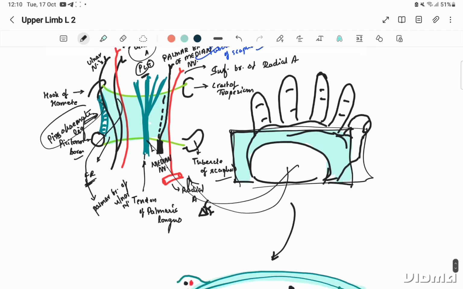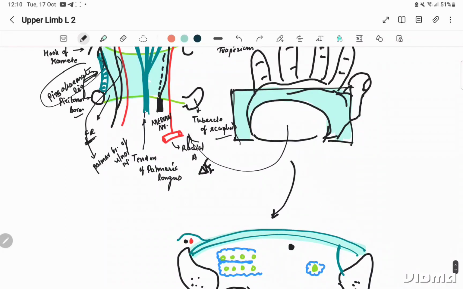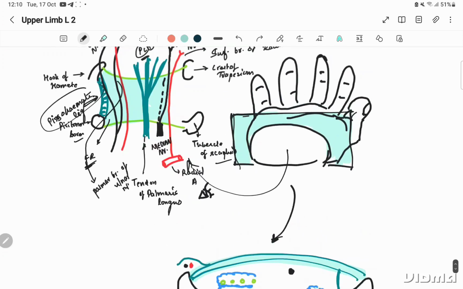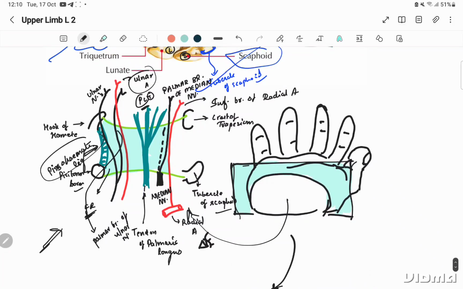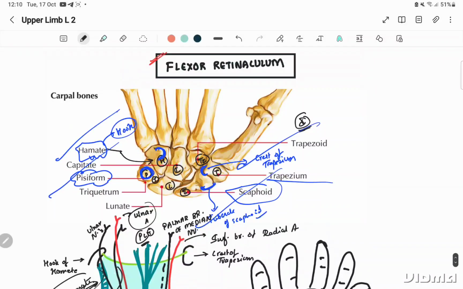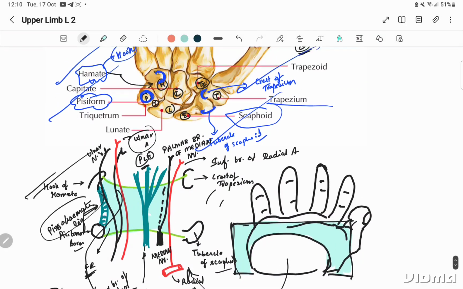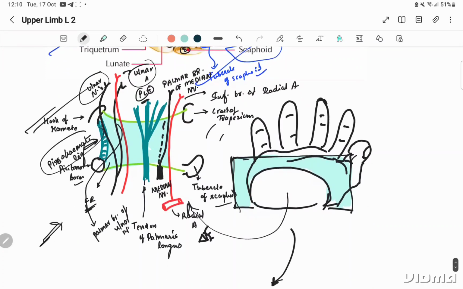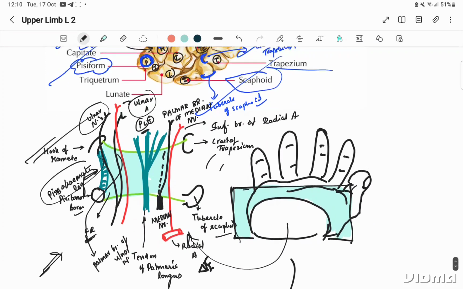If we chop up the palm in this direction, then the structures will be present like this. These are just the structures that are passing superficial and deep to the flexor retinaculum. That may be a question in the exam, like what structures pass superficially to the flexor retinaculum, so you have to write all this. You can write the attachments, the extent, the bony projections. Questions may be like what branches of what two nerves pass superficially to the flexor retinaculum. You can write that the tendons of palmaris longus pass superficially to the flexor retinaculum.